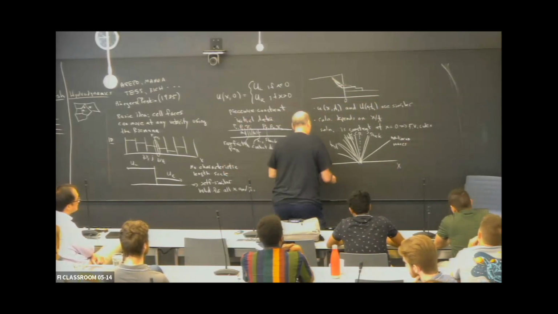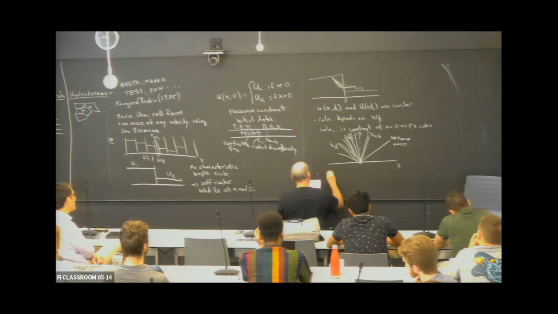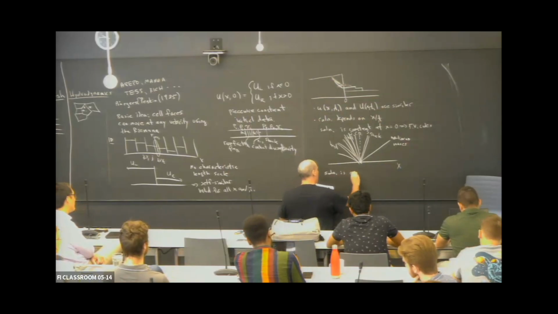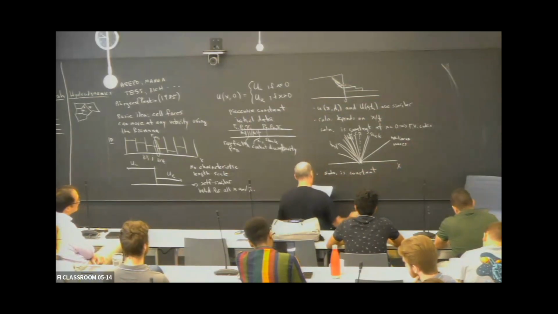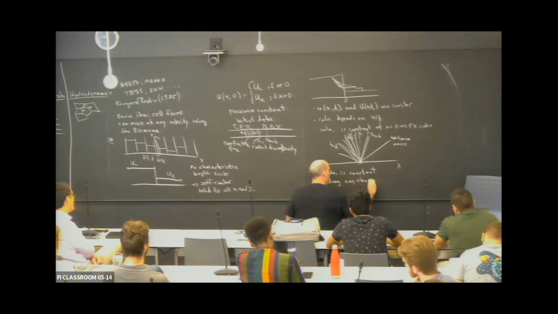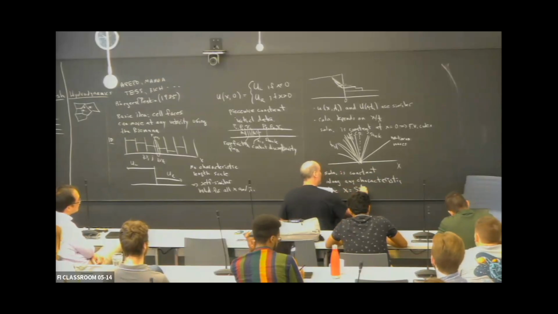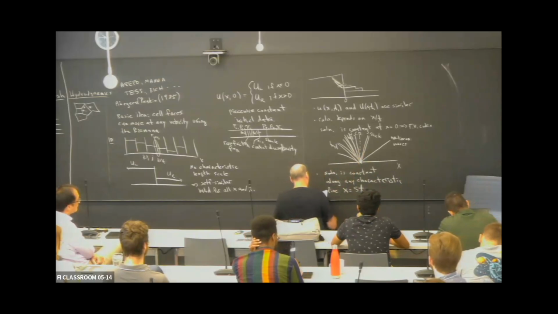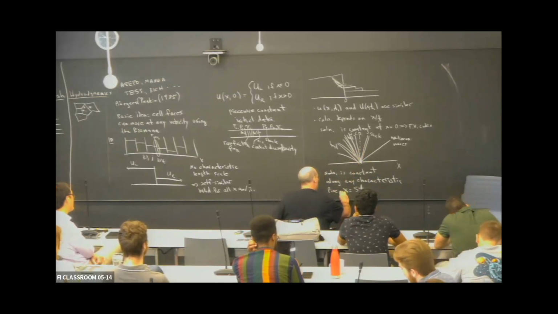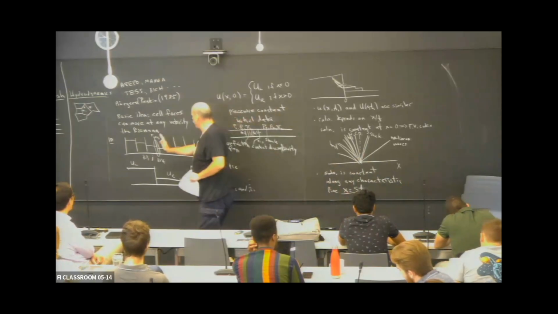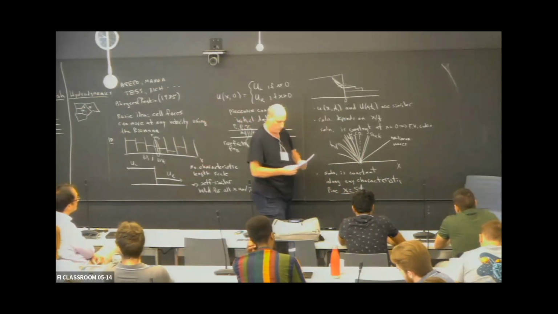So the main point is that the solution is constant along any characteristic. And a characteristic line is something of the form x is some speed s times t. So what that means is if we have a mesh face that's moving now, we can calculate what the flux will be at that interface.